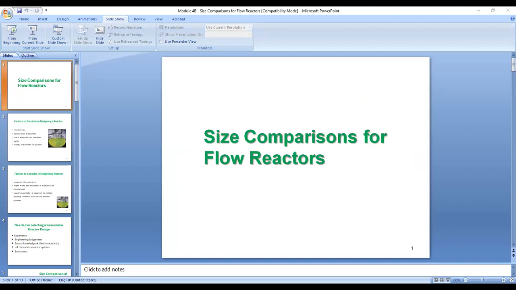Okay, so we are now on size comparison for flow reactors. So we will be comparing sizes of flow reactors for the same degree of conversion.